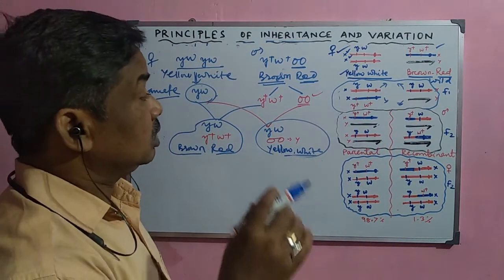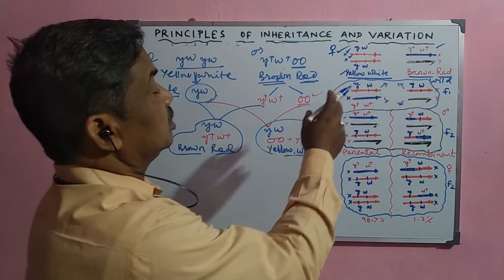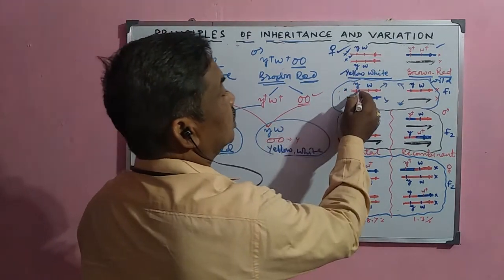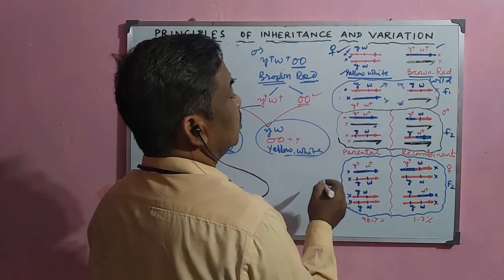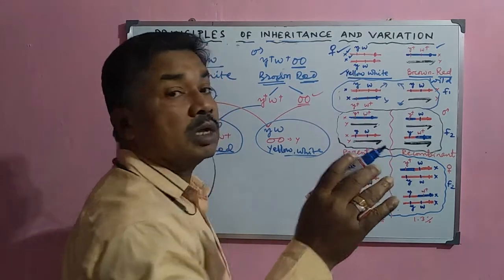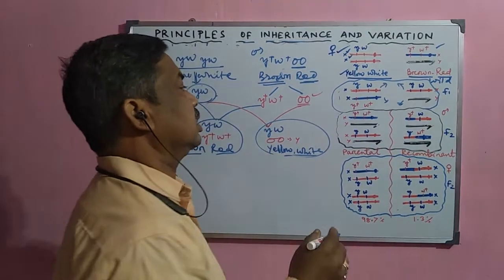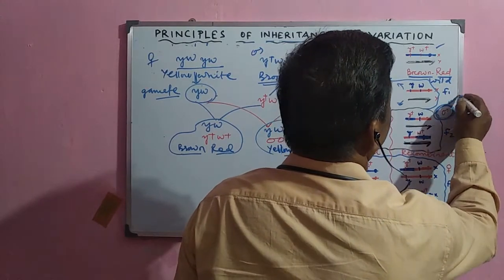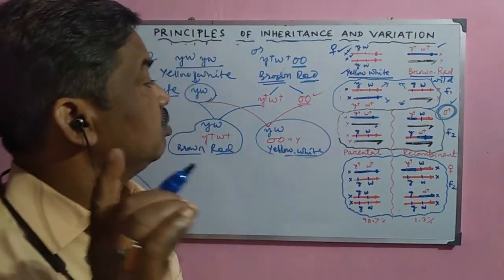Now, during gamete formation, these are separated from one another. Suppose this will fuse with this one, then what will happen? And there are different types of organisms, either male or female. First, we observe the different types of males observed by Morgan.